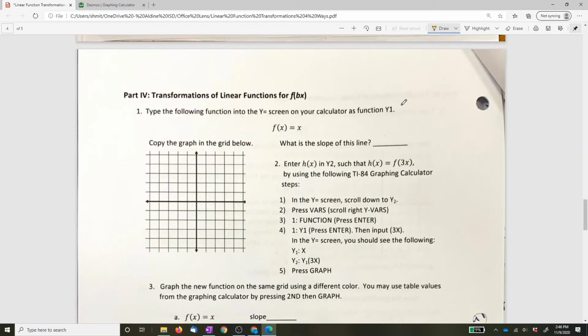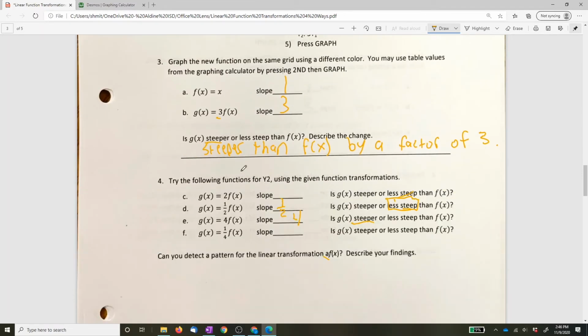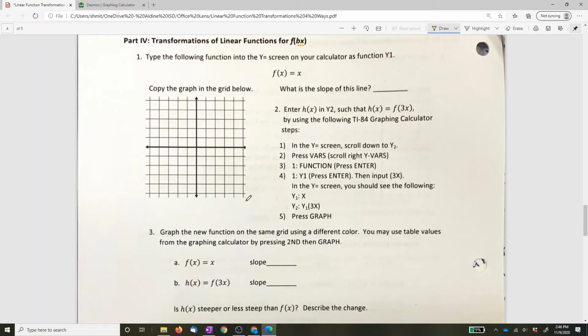Okay, let's do the last linear transformation. The last one is when you multiply, and you're multiplying inside of the parentheses. The difference is here, when we multiplied something, we multiplied it outside of the parentheses for the function. Well, now we're going to do it inside the parentheses and see what happens.